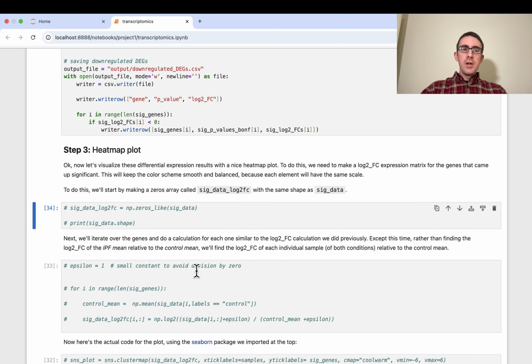So there's going to be probably another quick lesson. I'm just going to show you guys how to make a heat map plot of our differential expression results. And this is a good plot to know how to make because this is one of the more common plots that you'll see in papers that's used to communicate results like this.